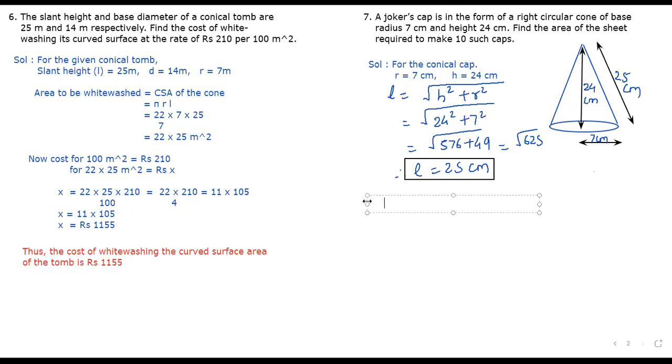So what will I write now? Area of sheet required to make one cap is equal to CSA of the cone. Yes or no? To make one cap is equal to CSA of the cone is equal to pi r L.